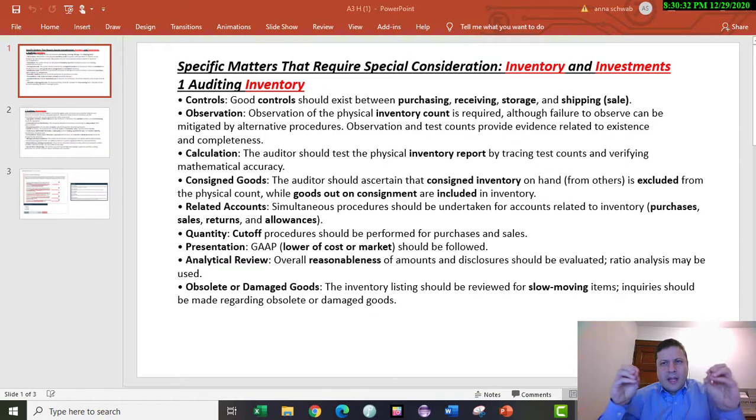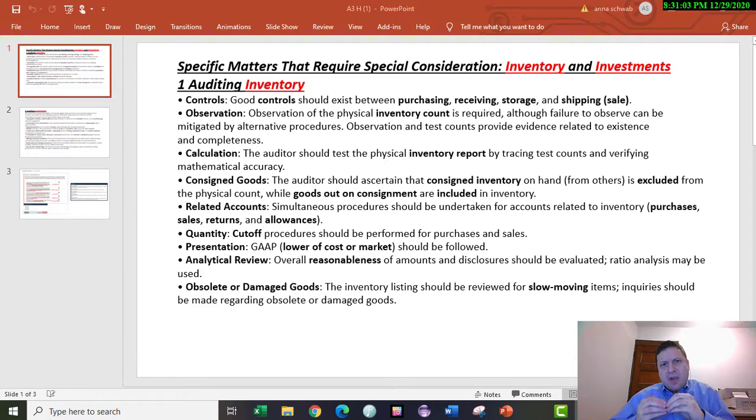Okay, we're going to talk about auditing inventory and investments. When it comes to inventory, you go out and you purchase inventory. You purchase goods. They are received. They get sent to you. You take the goods and you store them. And then once you sell the inventory, you ship them out. These steps in the process, purchasing, receiving, storage, and shipping, all need good controls.